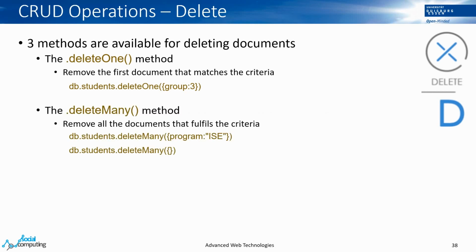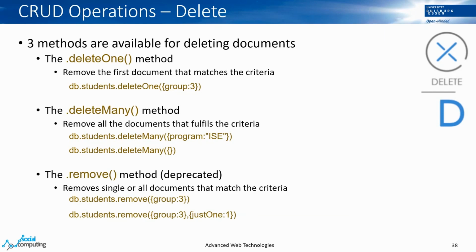Similarly, there is another method, delete many. This deleteMany will remove all the documents that fulfill the criteria. For example, deleteMany program ISE will remove all the students with the program ISE. If you want to remove the whole collection, you can just say dot deleteMany with empty criteria. You have to provide the curly braces to show that this is a criteria, and it is empty, which indicates there is no criteria, so everything should be deleted. Using this you can empty your whole collection.